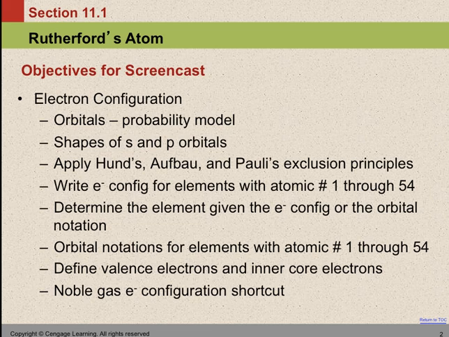Define valence electrons and inner core electrons, and then know what is meant by, and be able to write and identify, the noble gas electron configuration shortcut.